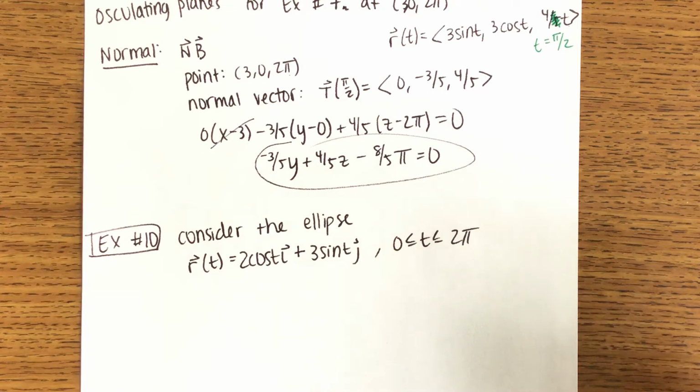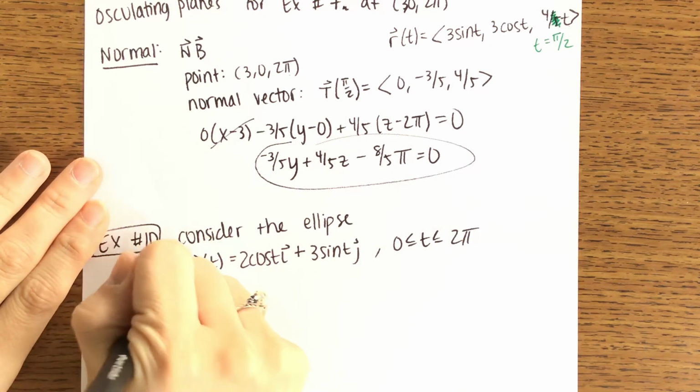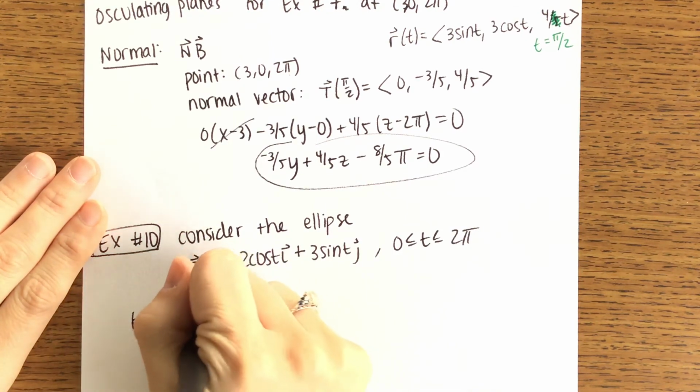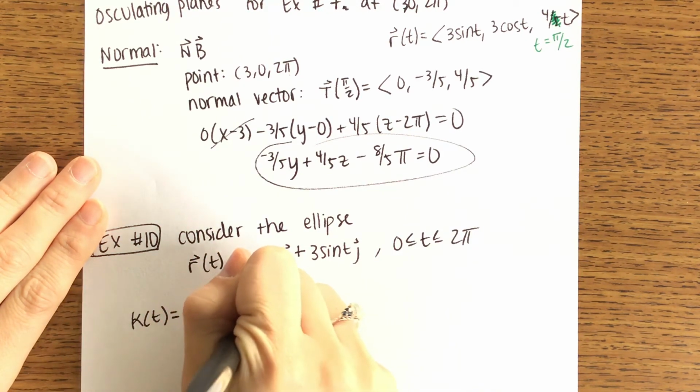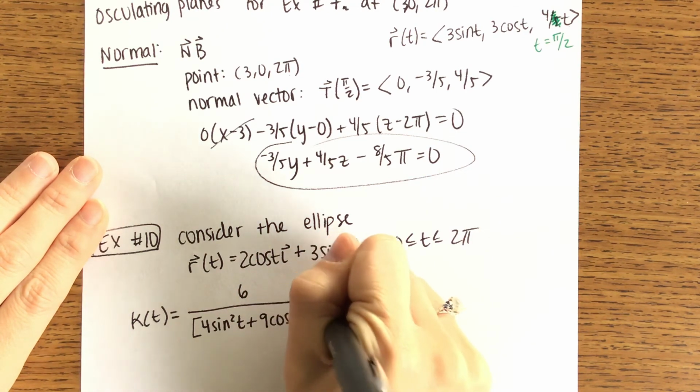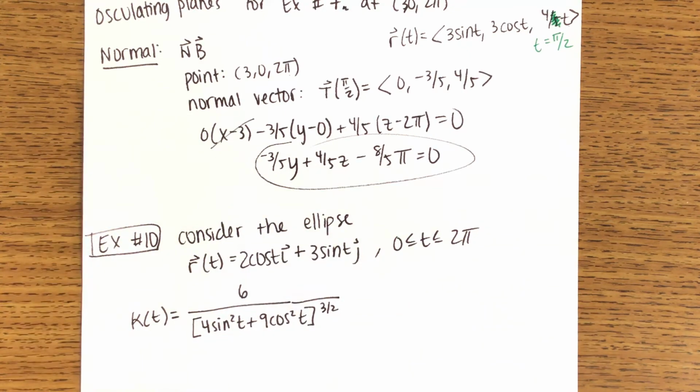Okay, if I asked you to find the curvature, could you? Based on one of the many formulas I've given you. So are we okay if I just tell you what the curvature ends up being? Yes. Great. In the numerator, 6. Denominator, the quantity 4 sine squared t plus 9 cosine squared t, that whole quantity to the power 3 over 2. If you don't trust me, you can do it on your own, but I think I'm right.